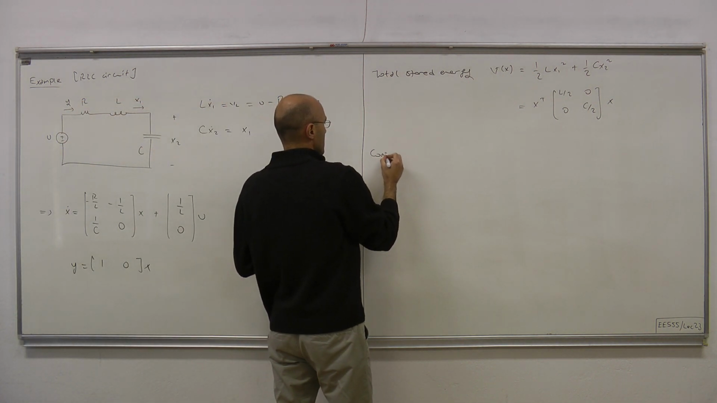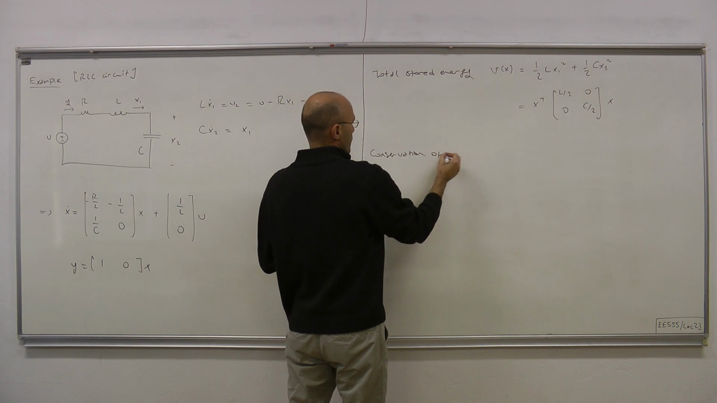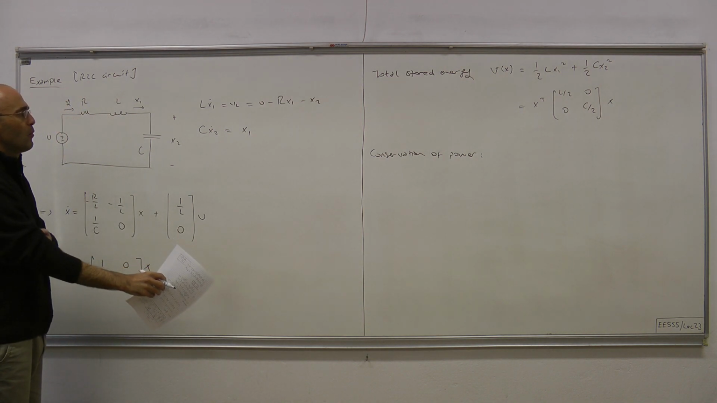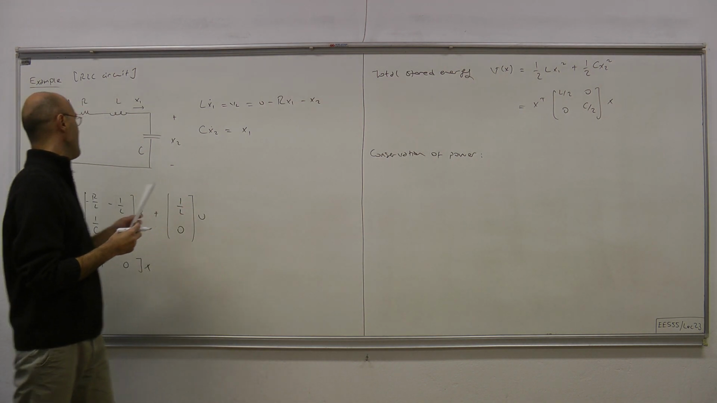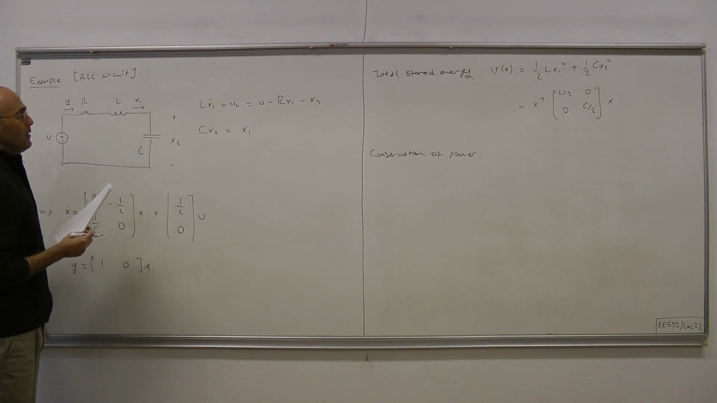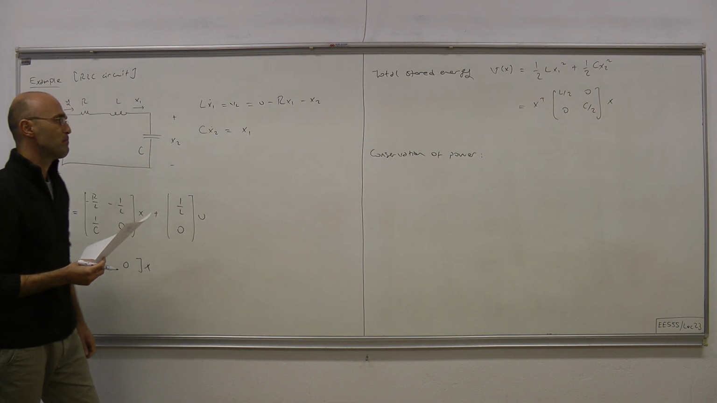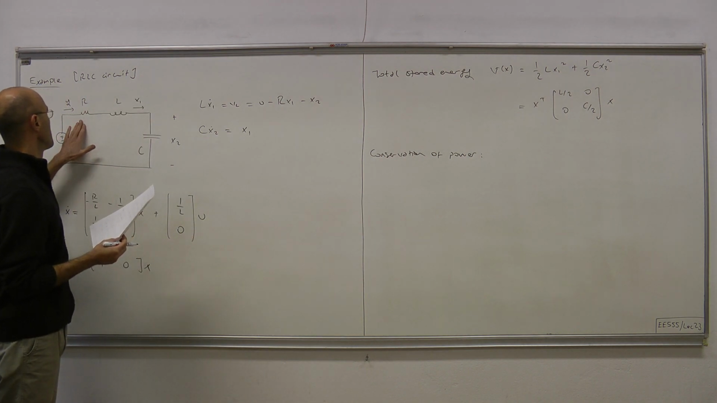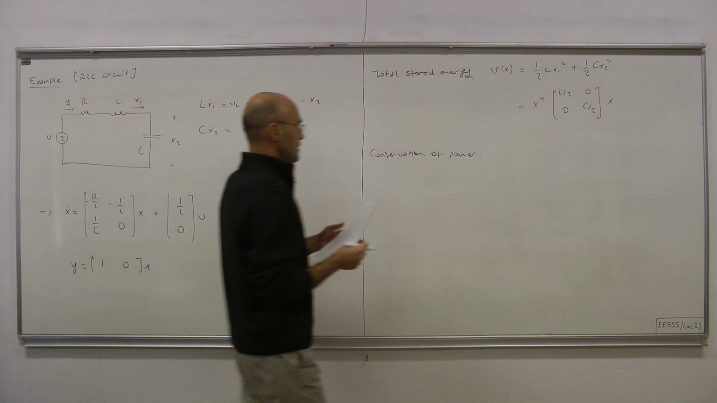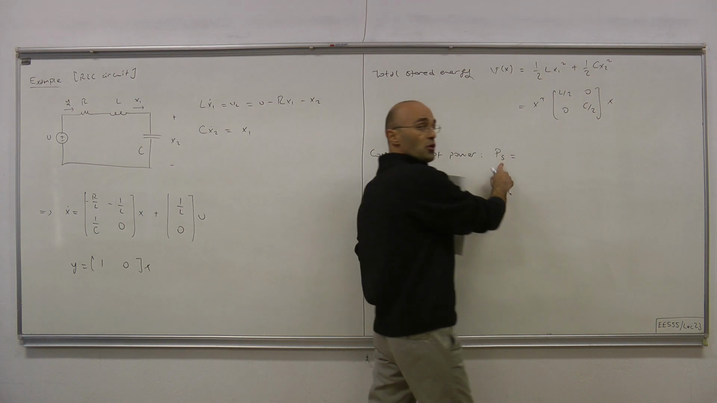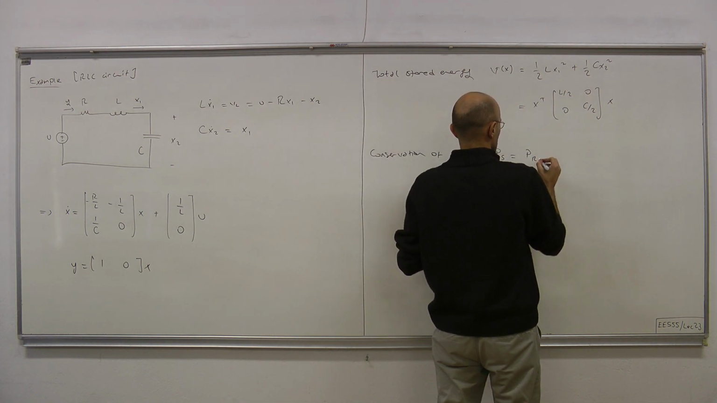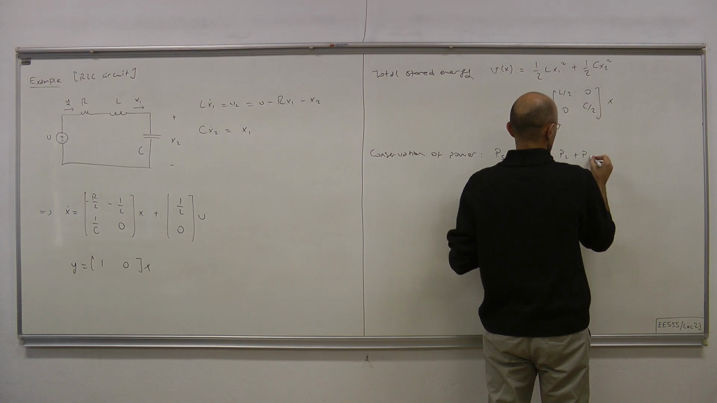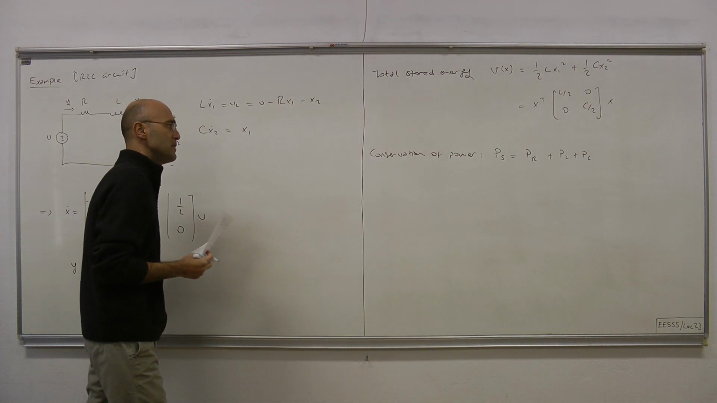Now, by conservation of power, which can be established through Tellegen's theorem, what we have to have is that the power supplied by the input source must equal the sum of the powers associated to the remaining components: the resistor, inductor, and the capacitor. So that means the power supplied by the source must equal the power consumed by the resistor, PR, plus the powers associated to the inductor and the capacitor, PL and PC.